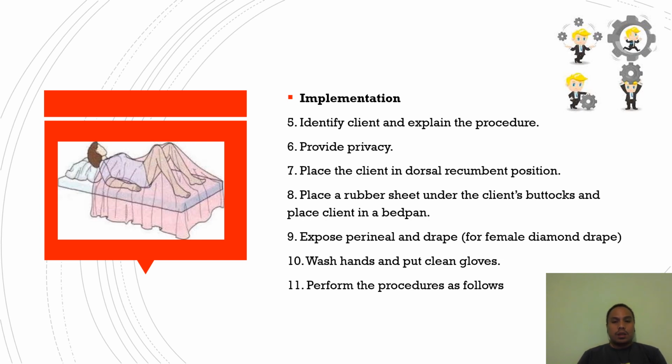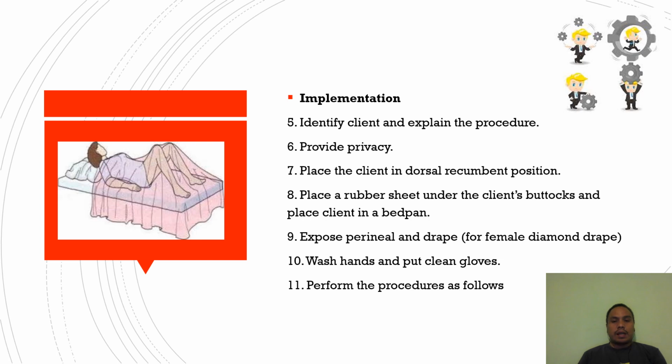And after that, we need to place the clients in a dorsal recumbent position. In placing the client in dorsal recumbent position, this is to obtain a clear view of the area. And after that, we need to place a rubber sheet under the client's buttocks and place the client on a bedpan to protect the bed from becoming soiled.